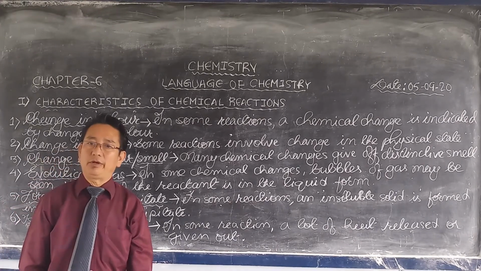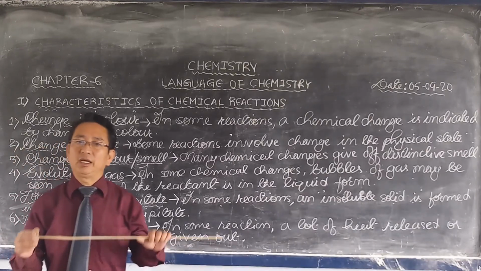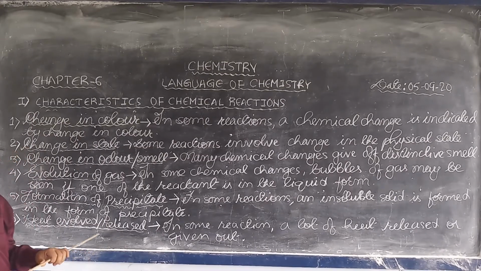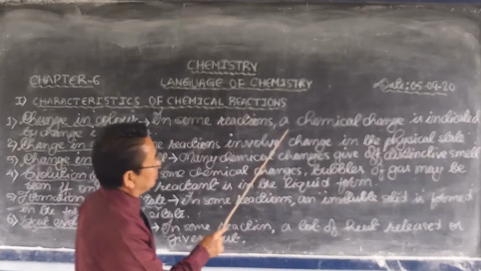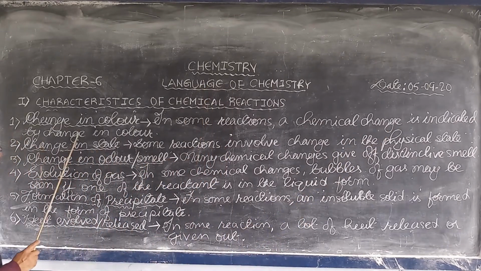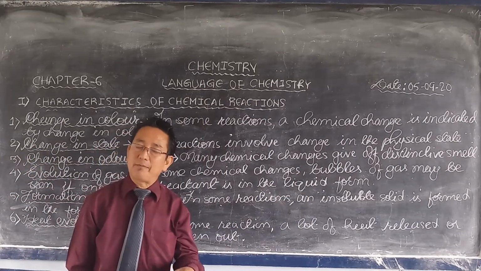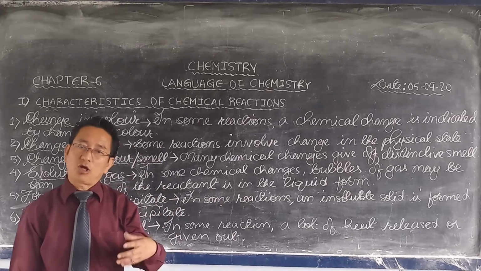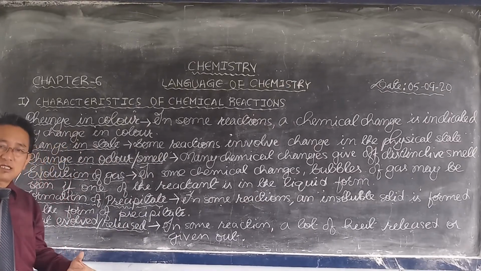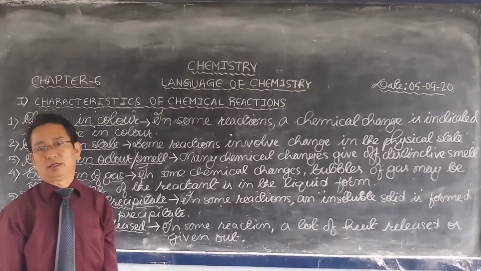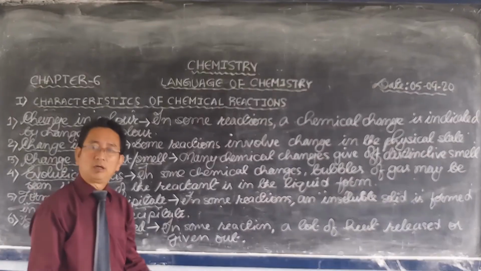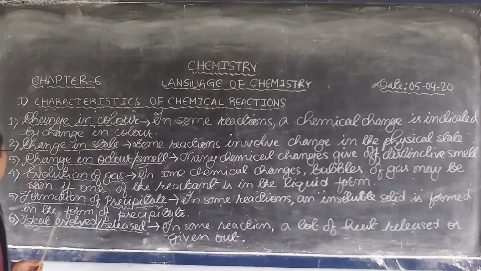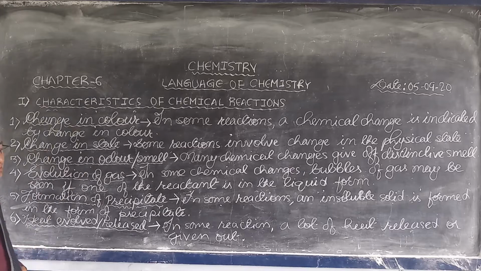In some chemical reactions, a chemical change can be indicated by change in color. As you can see here, in some reactions, a chemical change is indicated by change in color. For example, when a half-eaten apple is kept for a long time, it turns brown. This is because a chemical change takes place on the surface of the cut apple on exposure to the air.